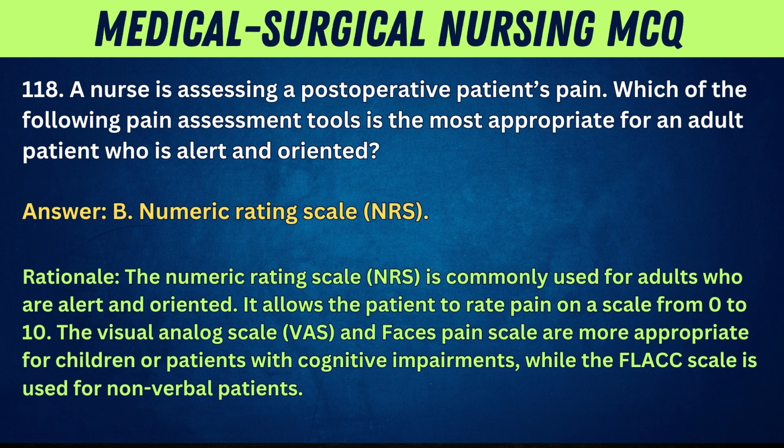Rationale: the Numeric Rating Scale, NRS, is commonly used for adults who are alert and oriented. It allows the patient to rate pain on a scale from 0 to 10. The Visual Analog Scale, VAS, and Faces Pain Scale are more appropriate for children or patients with cognitive impairments, while the FLACC scale is used for nonverbal patients.